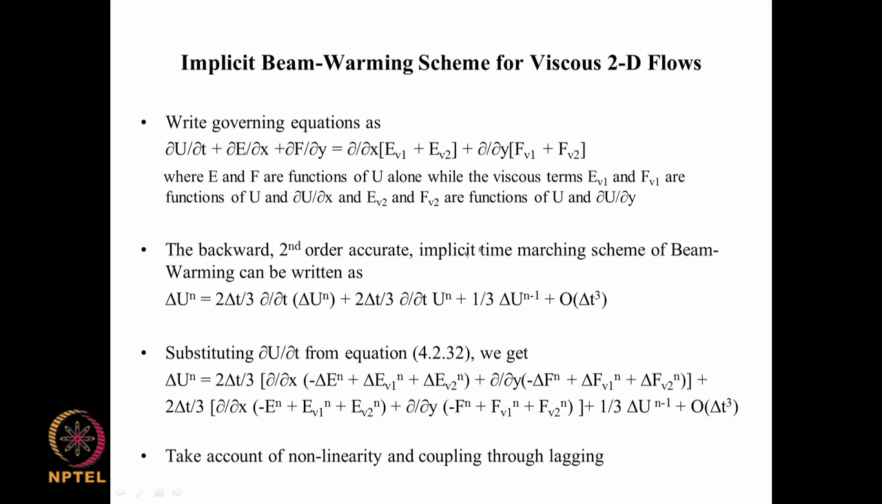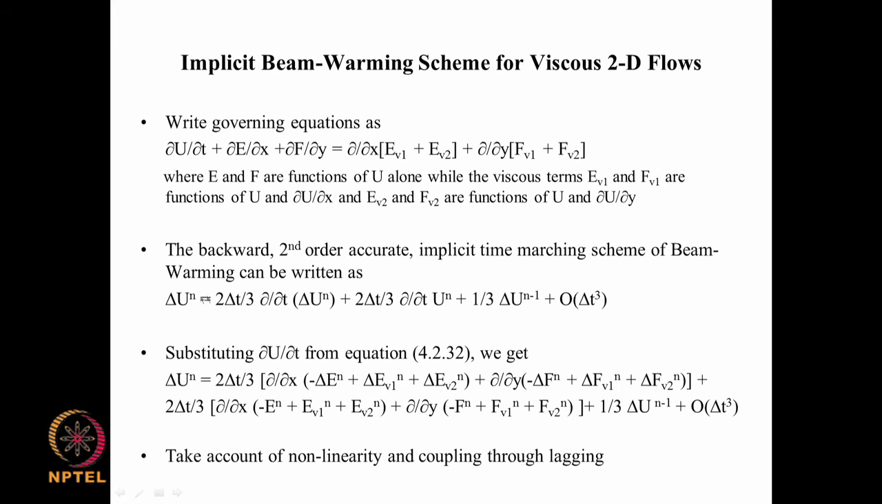We can write the implicit time marching scheme as per the Beam-Warming method as Δu^n equal to (2Δt/3) ∂/∂t of Δu^n plus (2Δt/3) ∂/∂t of u^n plus 1/3 of Δu^(n-1).